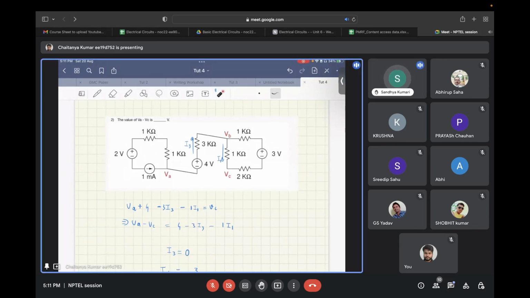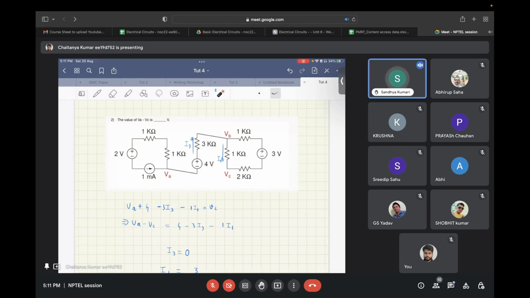VA, VB, and VC are voltages of individual nodes. They are not potential differences. For voltages of individual nodes, you can't find the polarity unless a reference node is given. If a reference node is given and it is said to consider this voltage as zero, after that you can find the polarity of each of the nodes. That's why in the question VA minus VC is being asked, and not absolute VA or VB or VC, which you cannot find. Okay, thank you, sir.